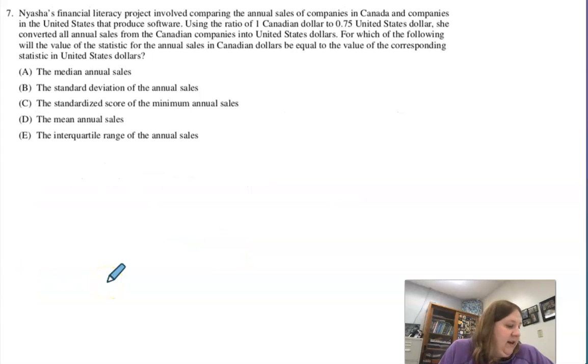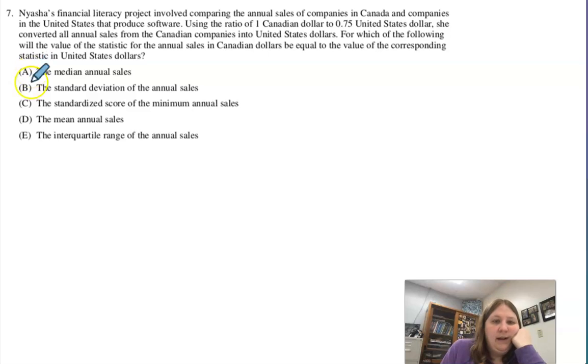All right, looking at the next one here. So we're talking about converting from Canadian dollars to US dollars. Basically, what 1 Canadian dollar buys you, 75 American cents will buy you, or 0.75 American dollars. So they're saying, when we convert here, which is going to stay the same?